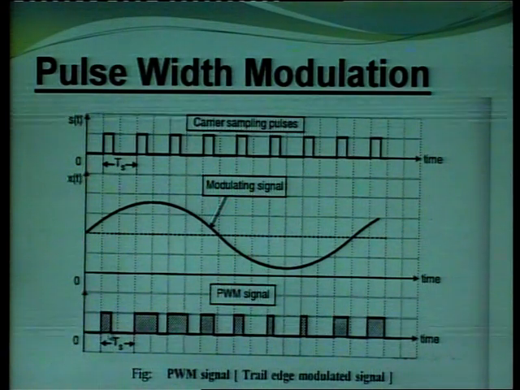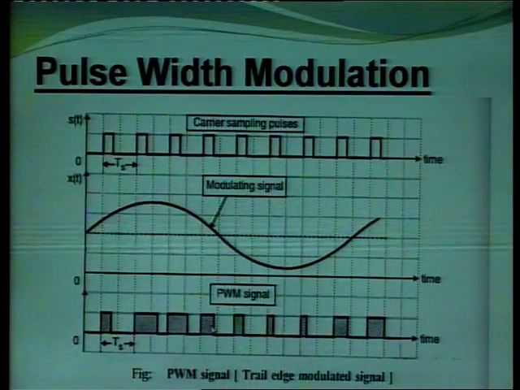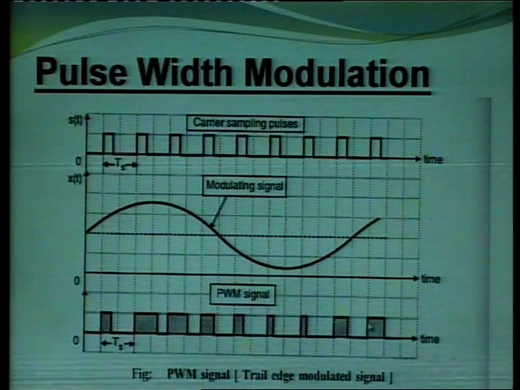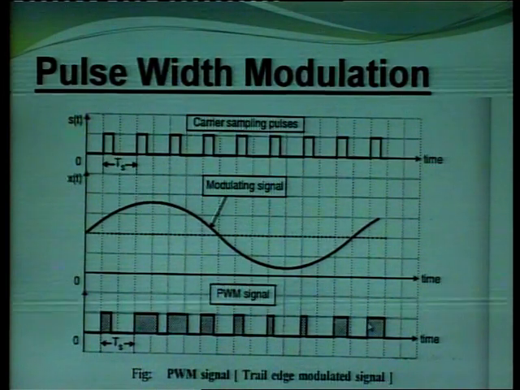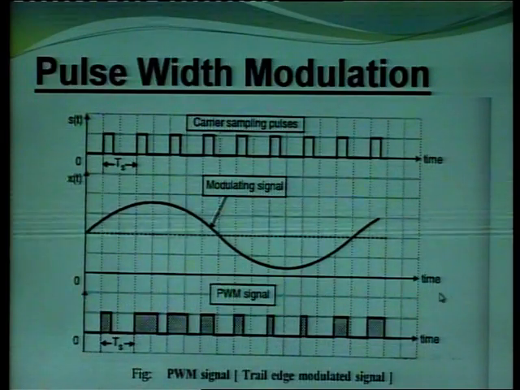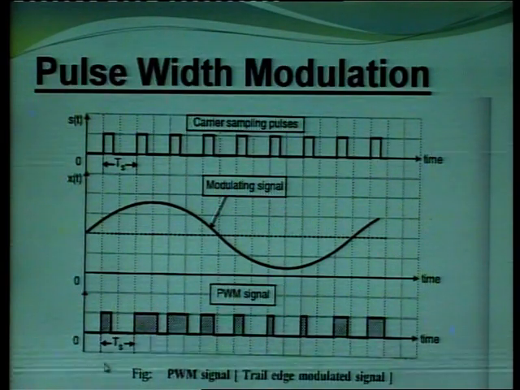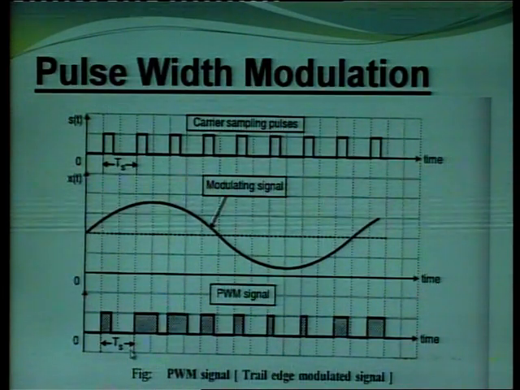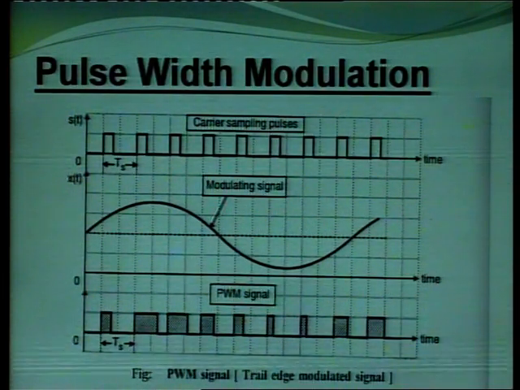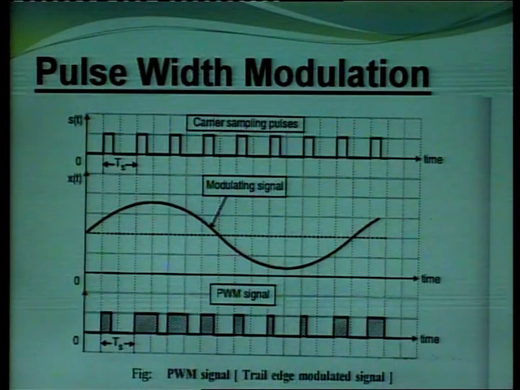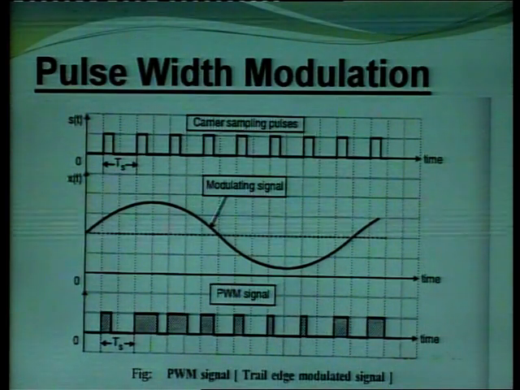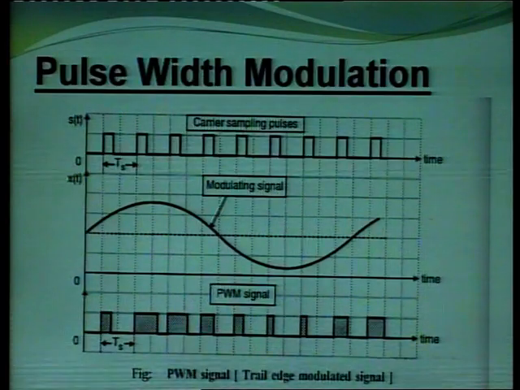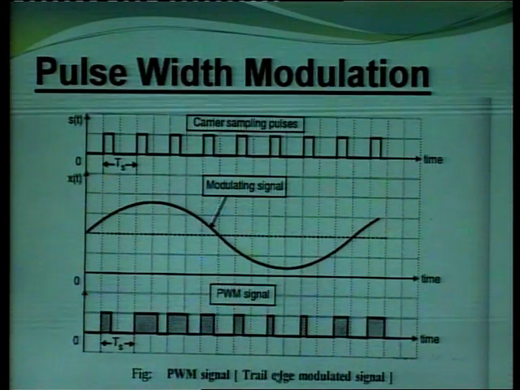In the PWM signal, the width of pulses varies in accordance with the modulating signal, whereas their amplitude remains constant. But one thing is the same, that the gap, the duration between different pulses, is the same, that is Ts. Only the width varies. Duration remains same. Duration means the interval between different pulses. Plus the amplitude of pulses remains same.